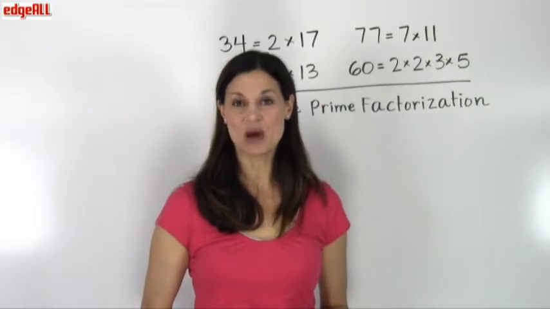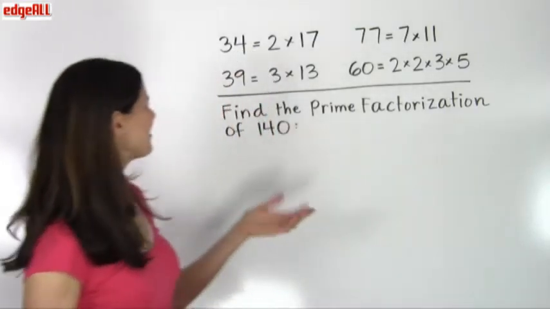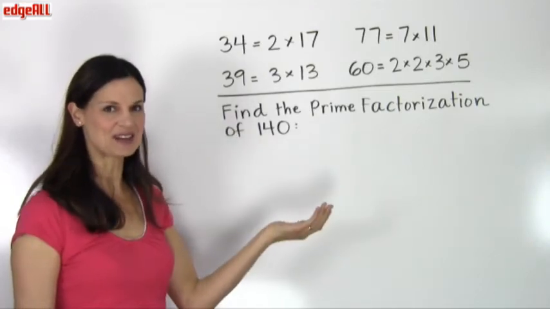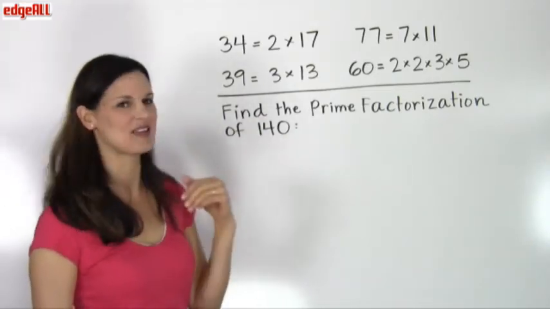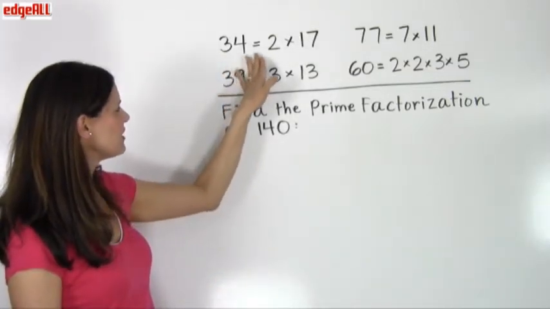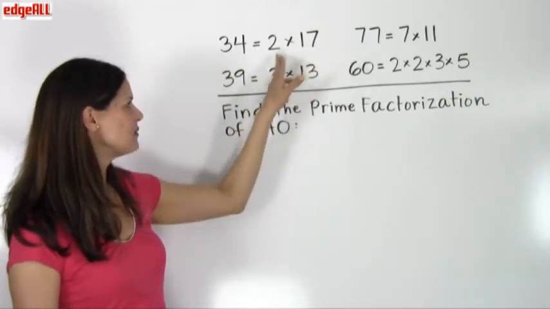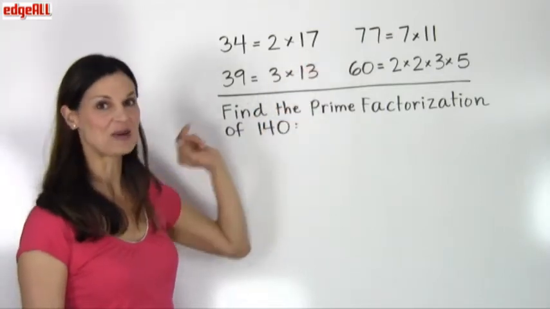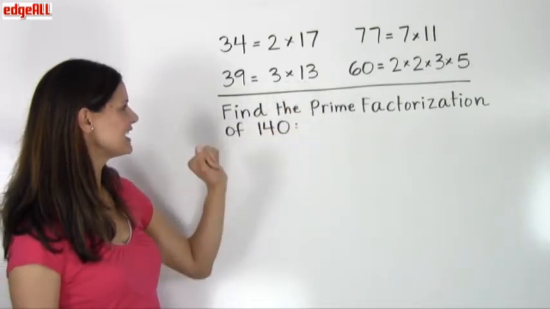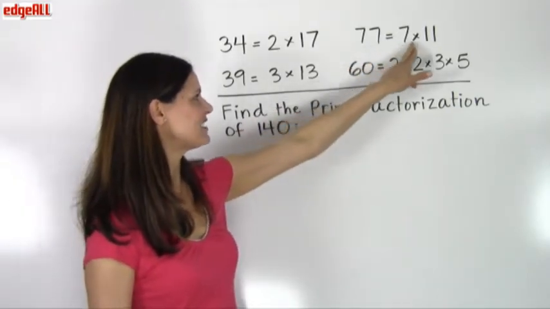Let's look at some composite numbers written using the prime factors only. So up here I have a few examples of composite numbers and their prime factorization. So the only factors that I've written for them are their prime factors. So 34, for example, equals 2 times 17. Both 2 and 17 are prime numbers. 39 equals 3 times 13. 3 and 13 are both prime numbers. 77 equals 7 times 11.